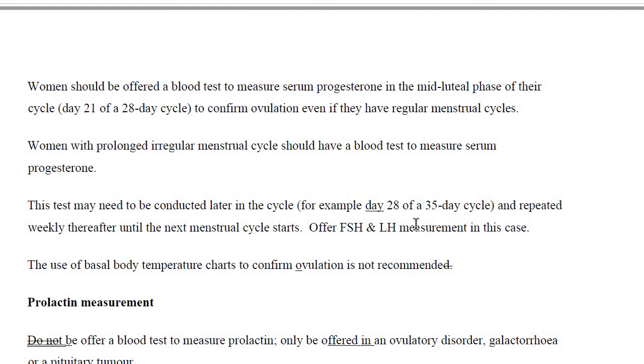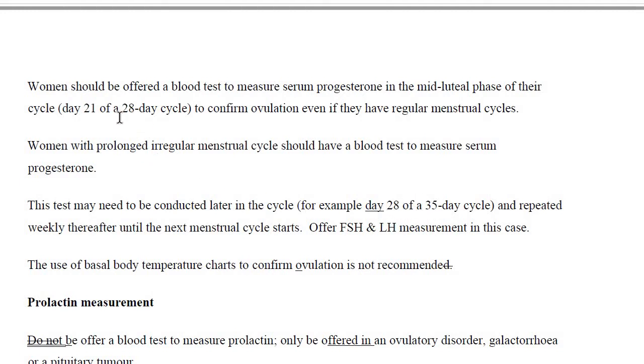If her cycle is 35 days, then you are going to test the serum progesterone at day 28 of the cycle. If she has a regular cycle of 28 days, then on day 21 of the cycle, we are going to test the serum progesterone level. Okay? And if she has a 35-day cycle, then we are going to test at day 28 of the cycle. Why? Because ovulation must have occurred 2 weeks before, so we are going to test 1 week before the expected day of onset of the menses. Is it clear? Yes, now clear.